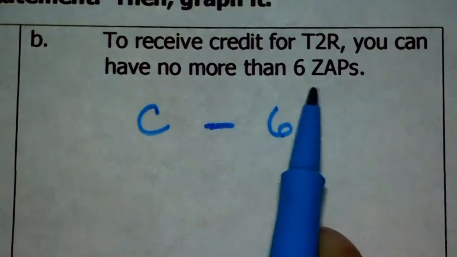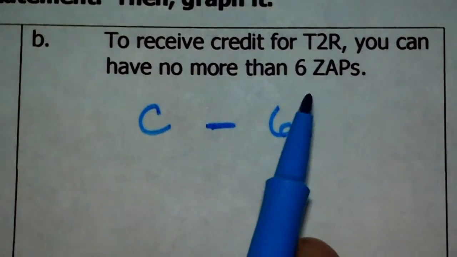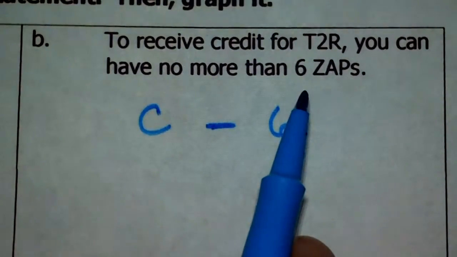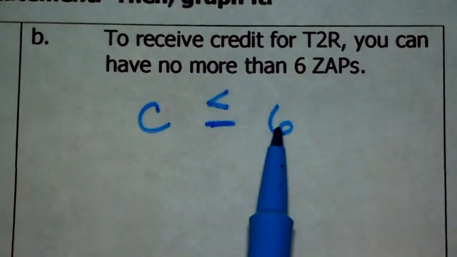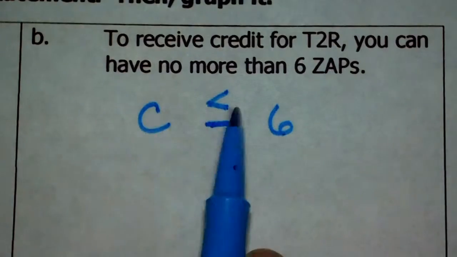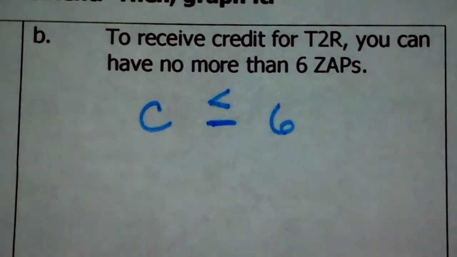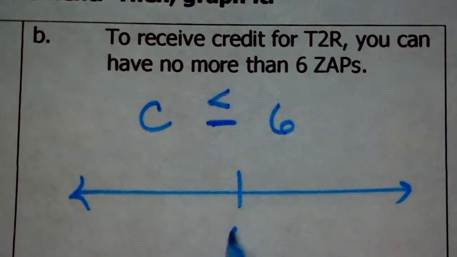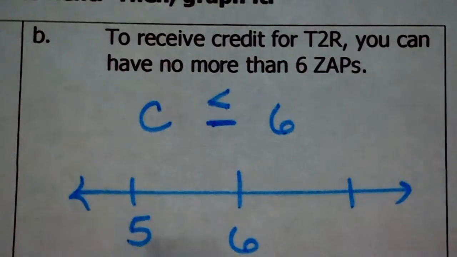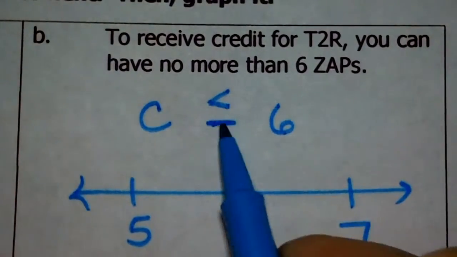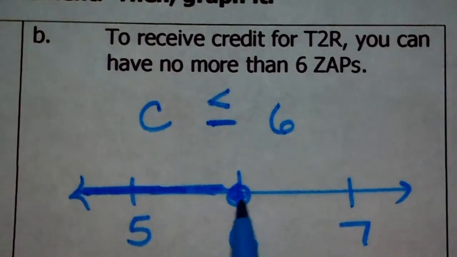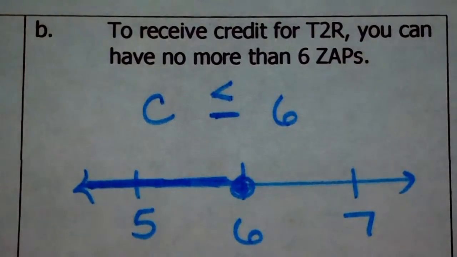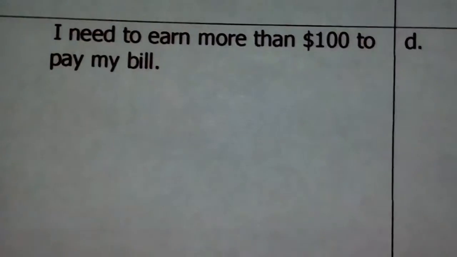And if you can have no more than 6 zaps, right, you can't have more than 6, so you must have less than that. So to get credit for T2R, you could have 6 zaps or less. So C is less than or equal to 6. Draw your line. I'm going to put my 6 in the center. This time I'll count by ones. And because it's less than or equal to, it's closed. And we're going to shade to the left because you can only have less. So you can have 6 or less. That's what that means. Okay, almost there.